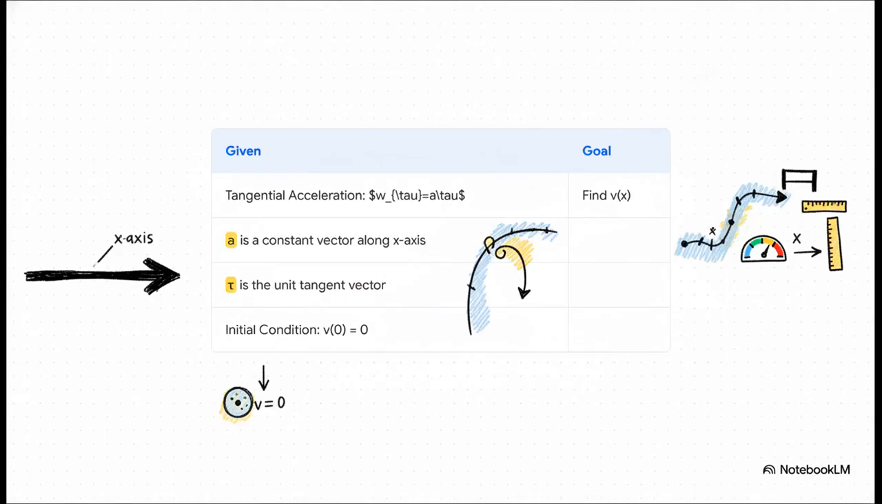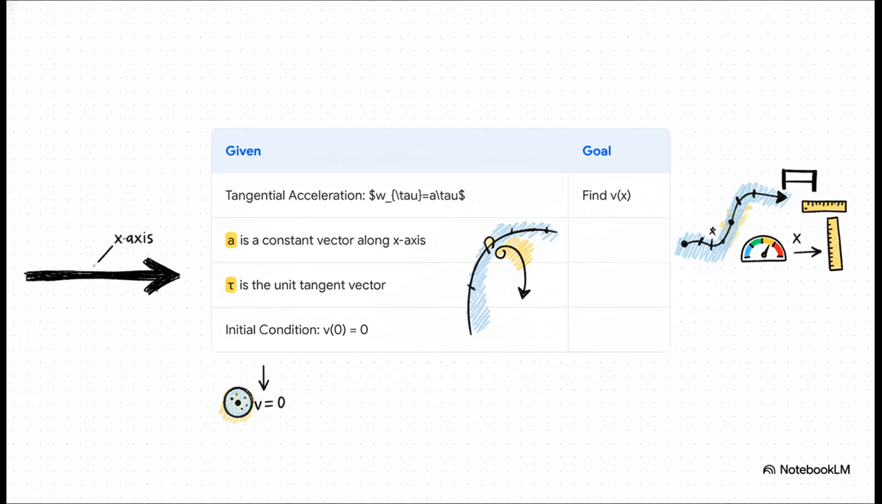Over on the left, this is what we're given. We've got our tangential acceleration, which is a product of two vectors. A, which is a constant vector that always points along the x-axis, and tau, the unit tangent vector. Now remember, tau is tangent to the path, so its direction is always changing as the particle moves. And of course, we know it starts from rest. V of 0 is 0.